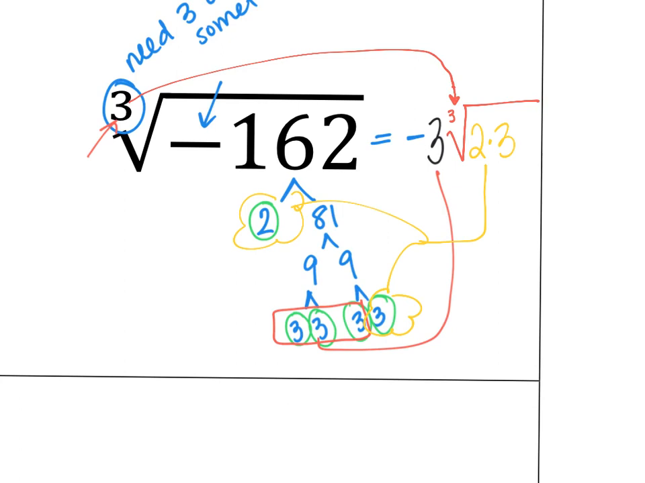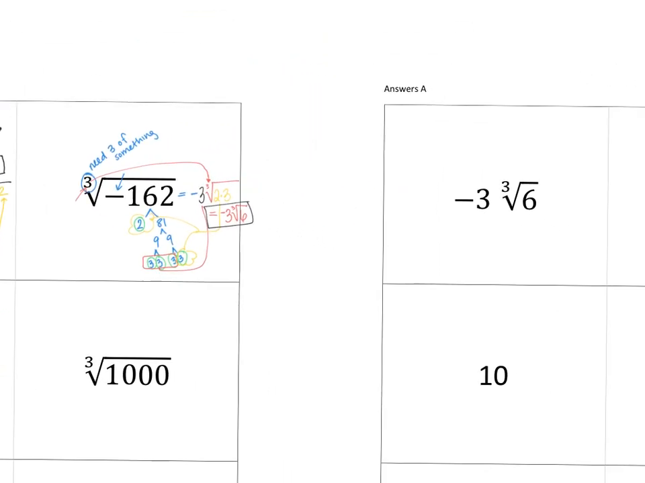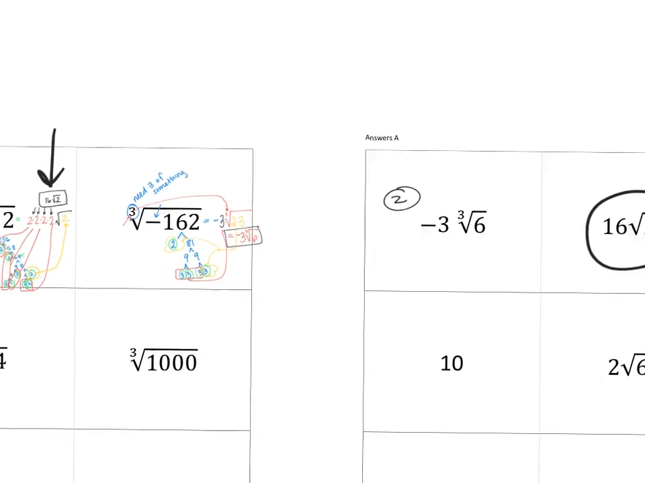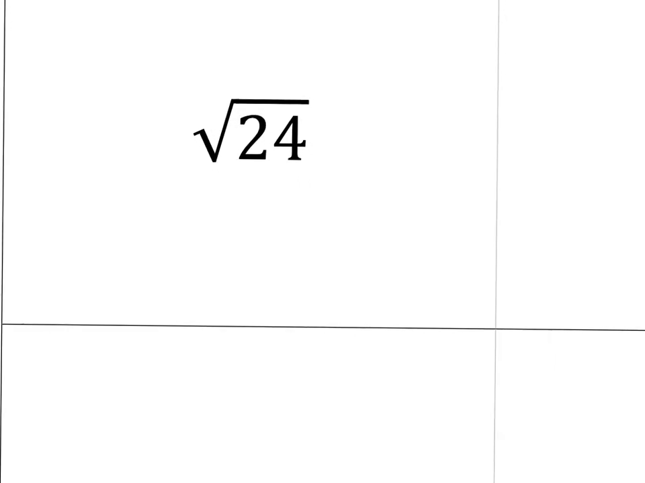So final answer here, this is going to be equal to -3 cube root of 6. And so we're going to check that. Yay! This is the answer to number 2. All right, let's try that again. We have the square root of 24. So we're going to break that down here.